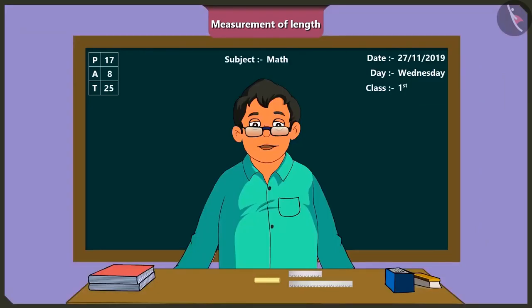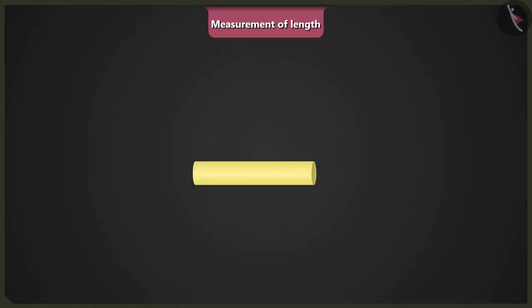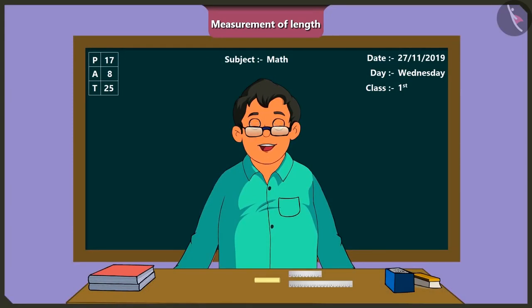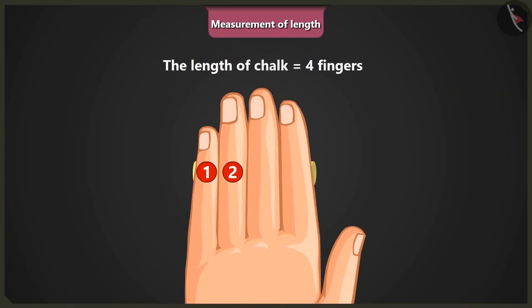Children, today I will teach you to measure the length of things by using the length of fingers as a unit of measurement. So first of all, I will measure the length of this chalk. This chalk is shorter than one hand span. So here we will take a unit smaller than a hand span to measure the chalk. Why not use our fingers to measure it? Then the length of this chalk will be 1, 2, 3, and 4 fingers.